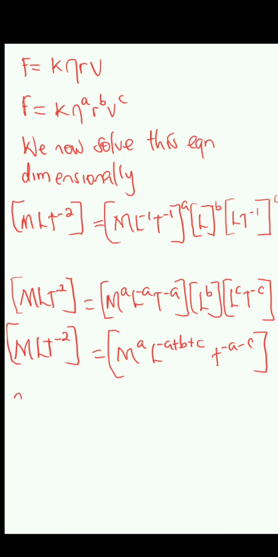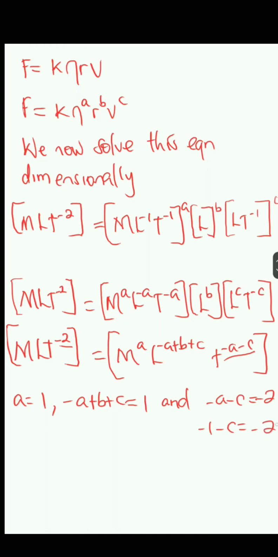Now, since the bases are equal for both sides, we're going to have A equals 1, that is for mass. Then for L, negative A plus B plus C is equal to 1. And for T, which is time, negative A minus C is equal to negative 2. Now A is already 1, so we're going to substitute in the third equation. So it will be negative 1 minus C, which is simply equal to negative 2. So negative C equals negative 2 plus 1, giving us negative C equals negative 1, meaning that our C will be equal to 1.